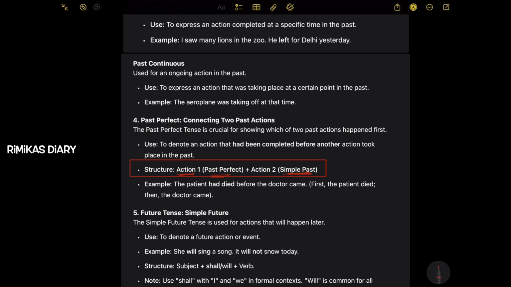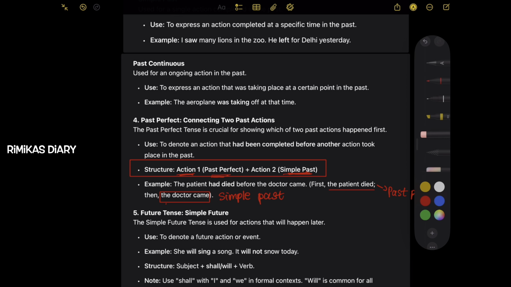Example: the patient had died before the doctor came. So here, first the patient died. So it's the first action that happened. Then the doctor came. So it's the second action. Here, the first action is the past perfect. The second action that took place is the simple past. So there are two actions and whichever action takes place first, that's the past perfect. It's simple, right?